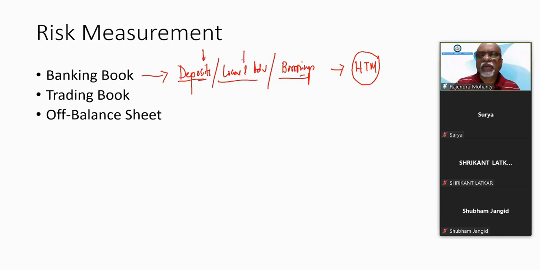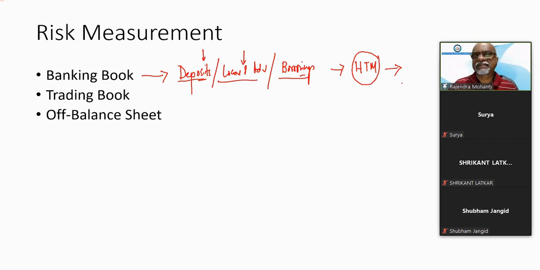Similarly, loans and advances. Loans are given for a period, 1 year, 2 years, 3 years, 5 years, whatever it may be. Similarly, borrowings are money borrowed by the bank for a certain period. It is not that money is borrowed for an indefinite period. It is for 1 day or 2 days or 14 days or 25 days, whatever it may be. That means all of these have a maturity. So deposits, loans and borrowings are normally held till maturity. So the term used is HTM. Okay.